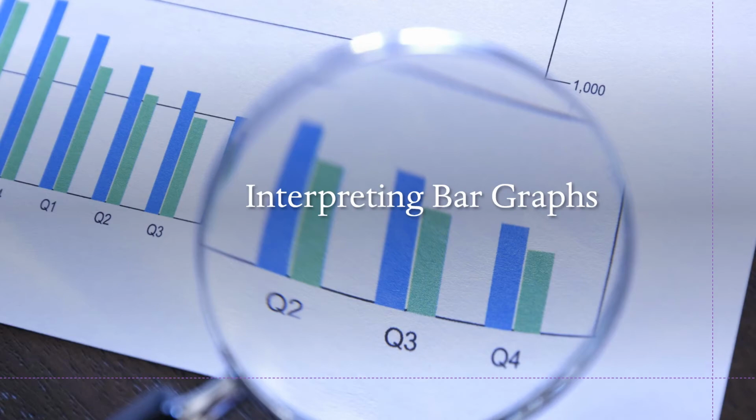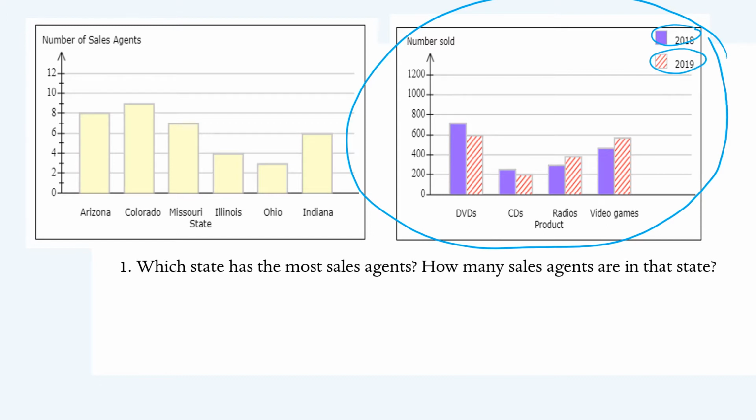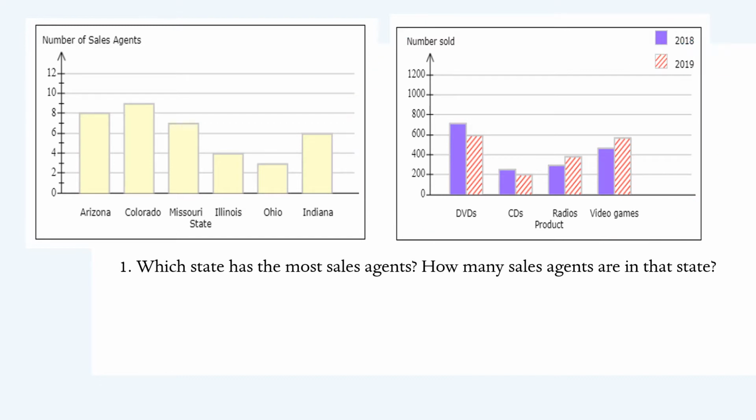Interpreting bar graphs. Here we have two different bar graphs. One is a single bar graph that tells us the number of sales agents in each state. The other is a double bar graph that tells us the number of different products sold in 2018 and also in 2019. Since we have two different bar graphs to look at as we answer these questions, we'll want to think about which graph is actually going to give me the information I need?